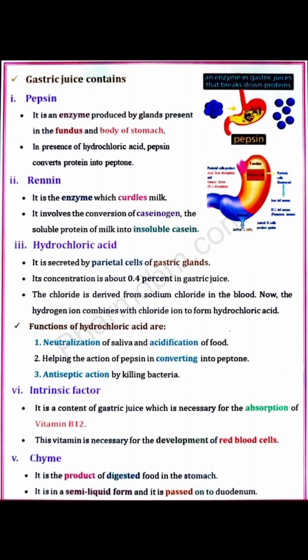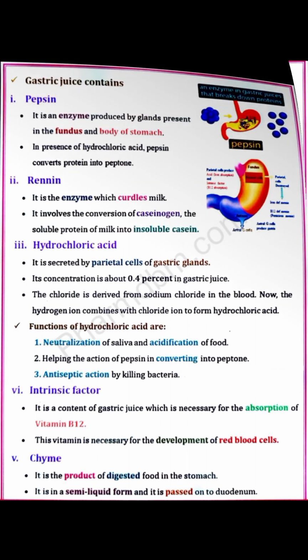It is a content of gastric juice which is necessary for the absorption of vitamin B12. This vitamin is necessary for the development of red blood cells. Fifth one, chyme. It is the product of digested food in the stomach. It is a semi-liquid form and it is passed on to the duodenum.